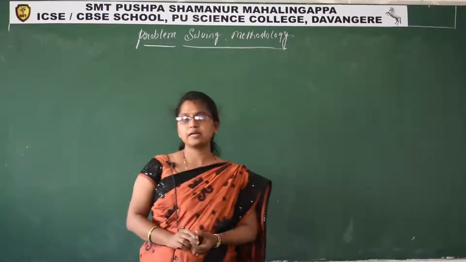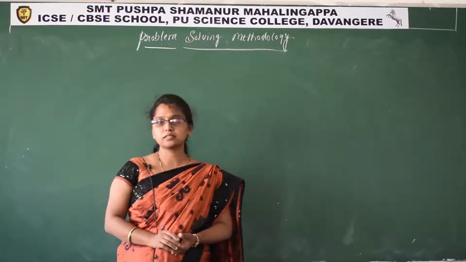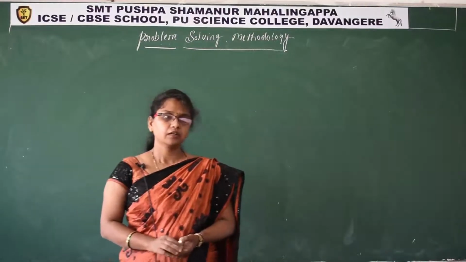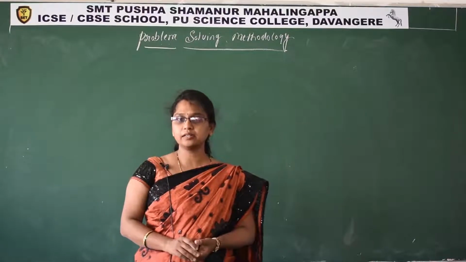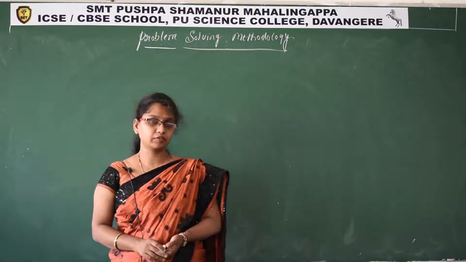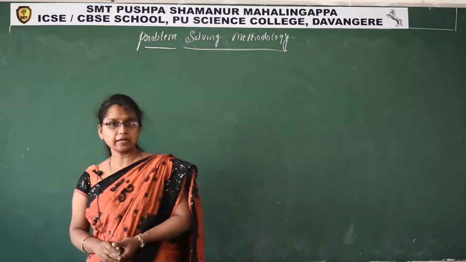Good morning, students. In the last class we were discussing some algorithms and flow charts on different problem statements, and I had given an assignment to calculate the area of a rectangle and the area of a square. For that you have to draw the algorithm and flow chart. I hope all of you have done that. Still, I will write it on the board.